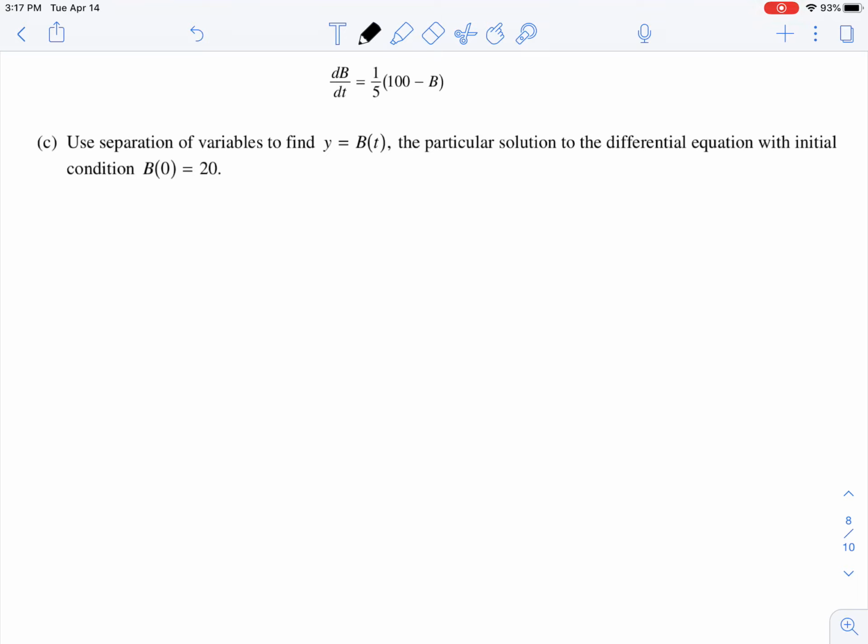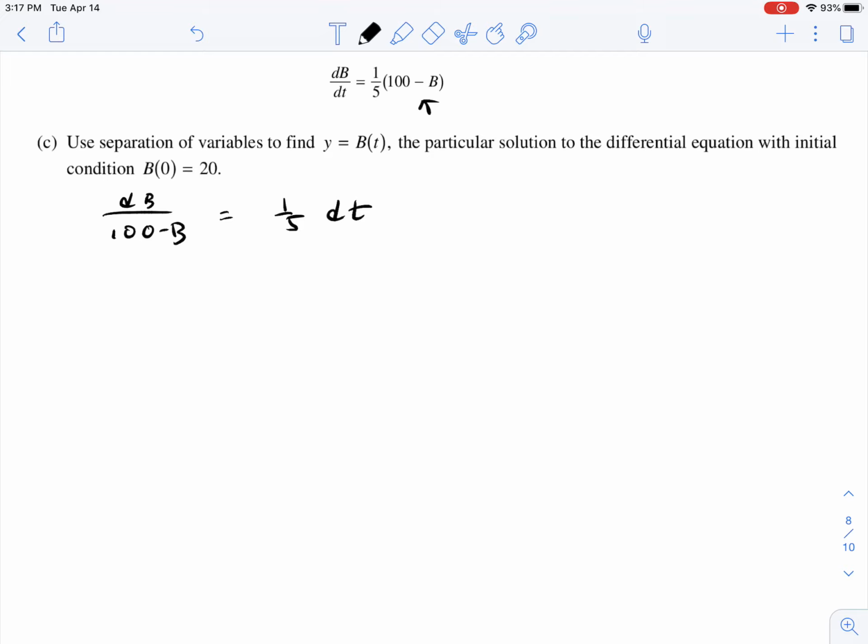So the first thing we're going to want to do anytime we solve a differential equation is to actually separate the variables. This is a separable equation. So we're going to move all the b terms to one side and the t terms and any other constants or coefficients to the other. So from here, we can just go ahead and write this as, what do we have here? dB over 100 minus b. And over here on this side, we've got 1/5 dt.